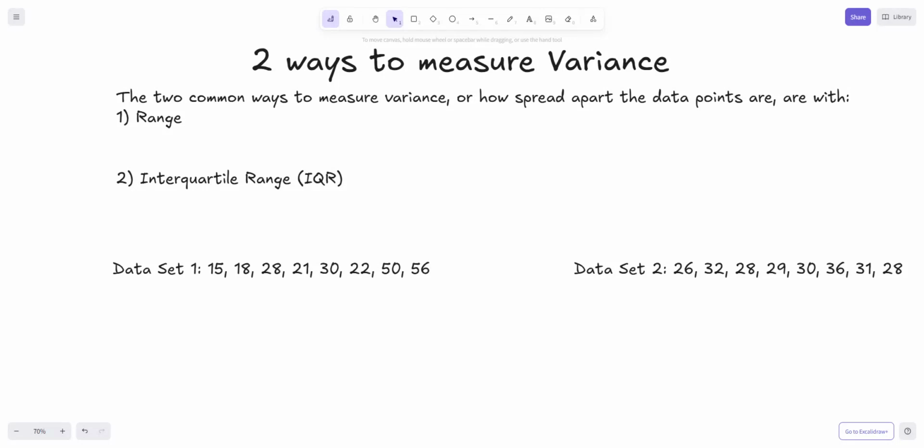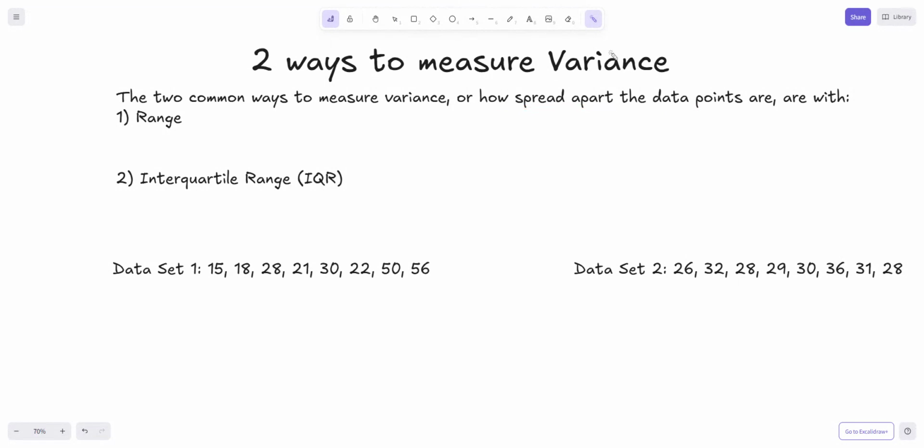This video covers the two ways to measure variance. So far we've talked about measures of central tendency, right? We've talked about mean, median, mode, one number that represents a bunch of data. Today we're going to talk about two ways to measure variance. Variance is how spread apart the numbers are. So are your data points close together or are they really spread apart?